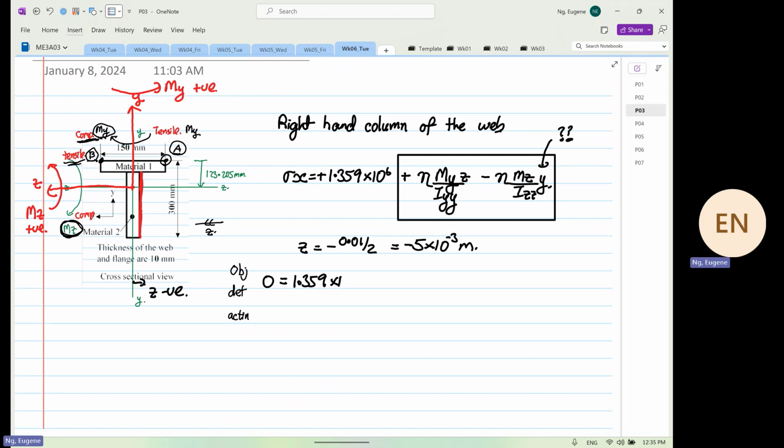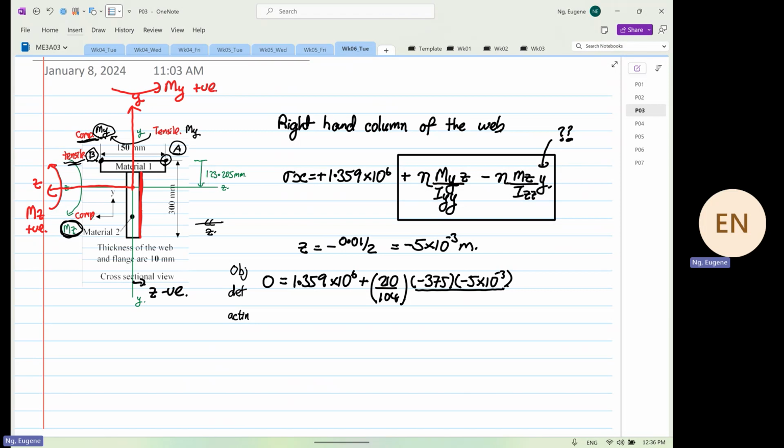1.359 times 10 to the power 6. You put plus. This will be equal to 210 over 104. Our moment about y, we did calculate. It's 375. Right? Now, our moment about y is also negative, right? So minus 375. Z now is minus 5 times 10 to the power minus 3.